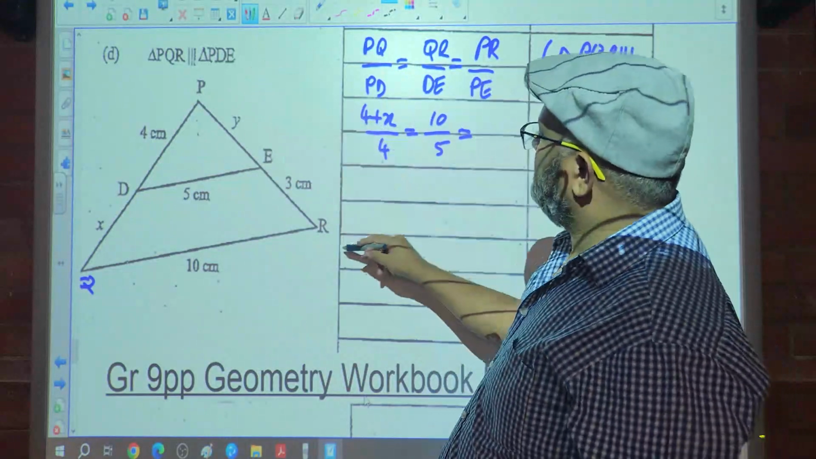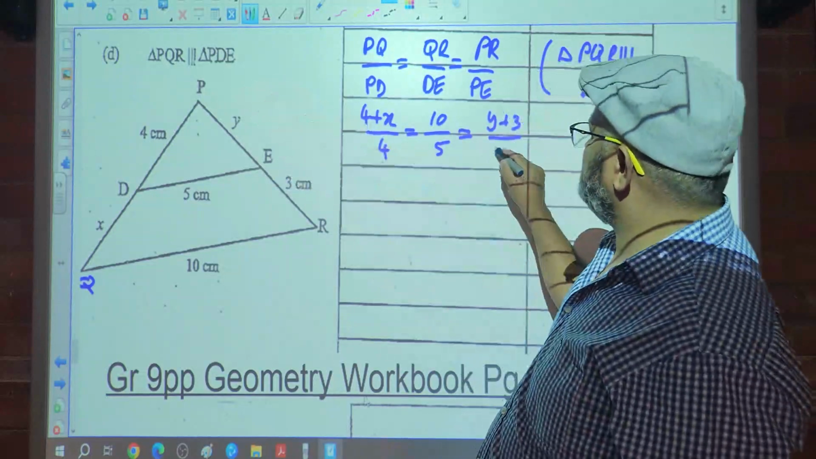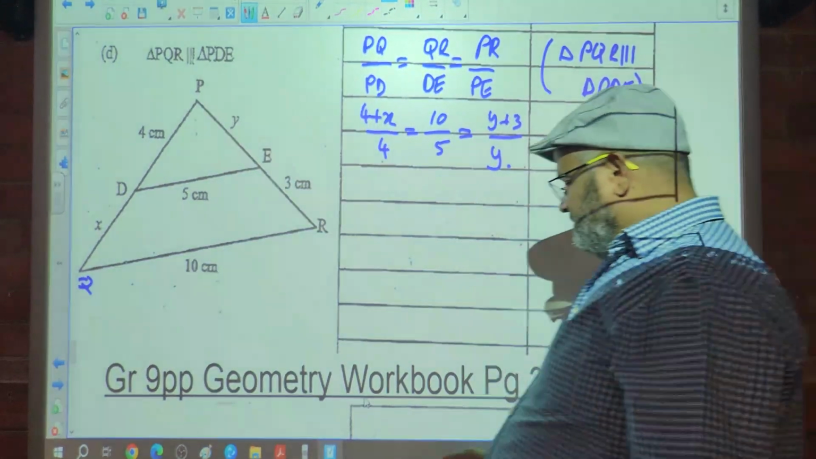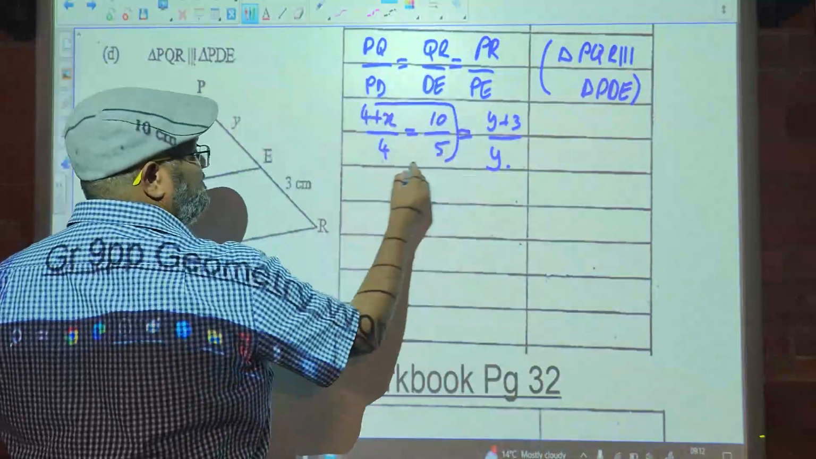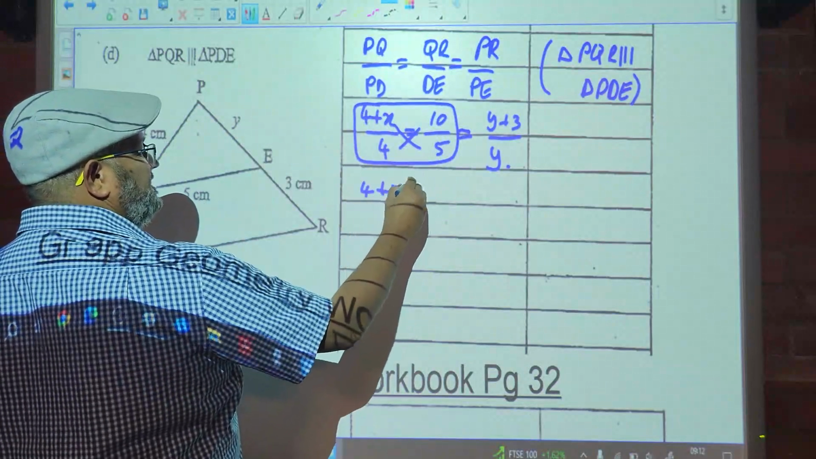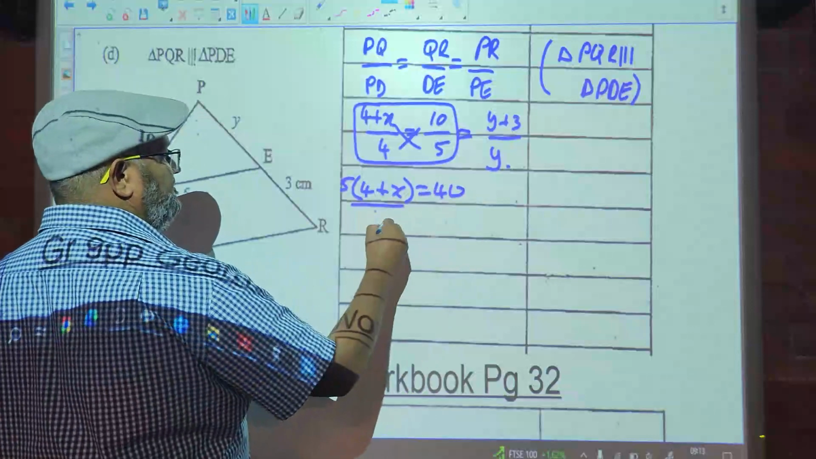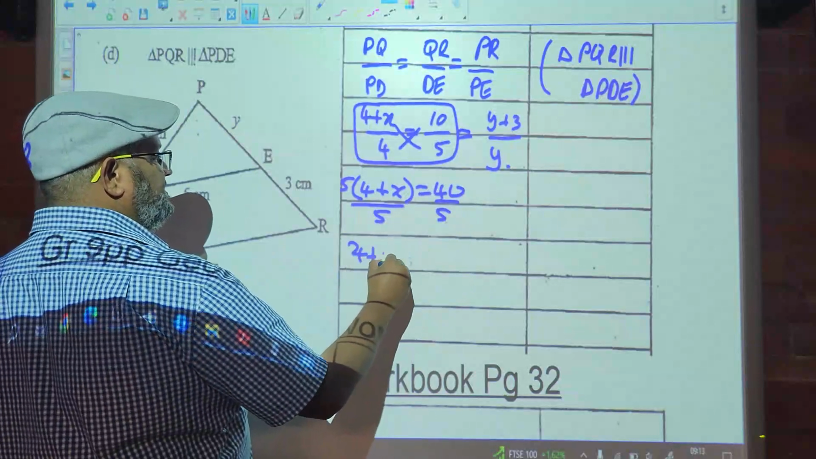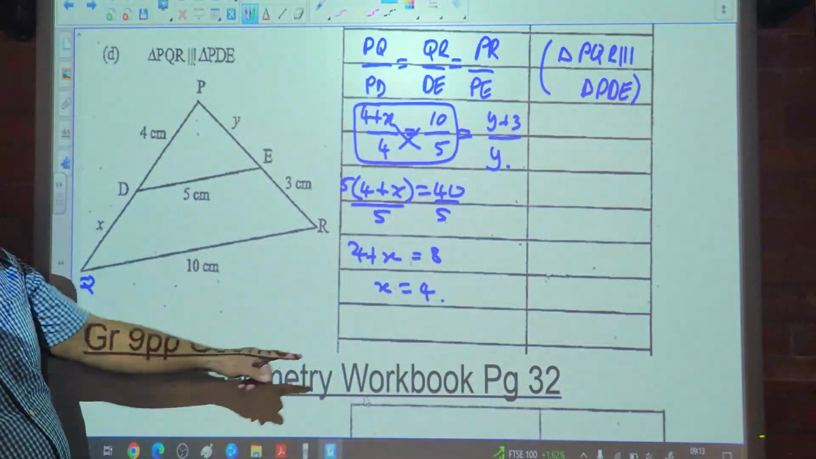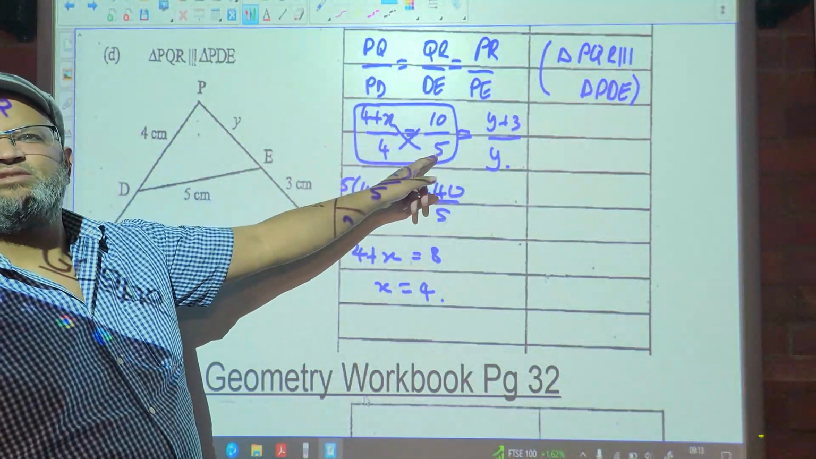PQ is going to be 4 plus x over PD, which is 4, equals QR, which is 10, over DE, which is 5, equals PR, which is y plus 3, over PE, which is 1. You see that, people? So what we do is we block that off. There's your known ratio. And cross multiply. So it's 4 plus x times 5 is equal to 4 times 10, which is 40. Divided by 5 both sides. So 4 plus x equal to 8. x is equal to 4. We can test it. 4 plus 4 is 8. 8 divided by 4 is 2. 10 divided by 5 is 2.